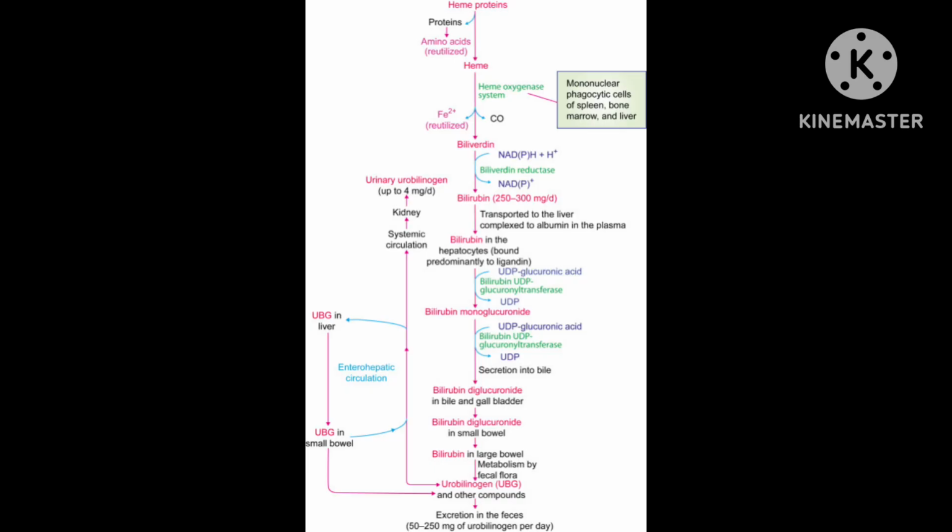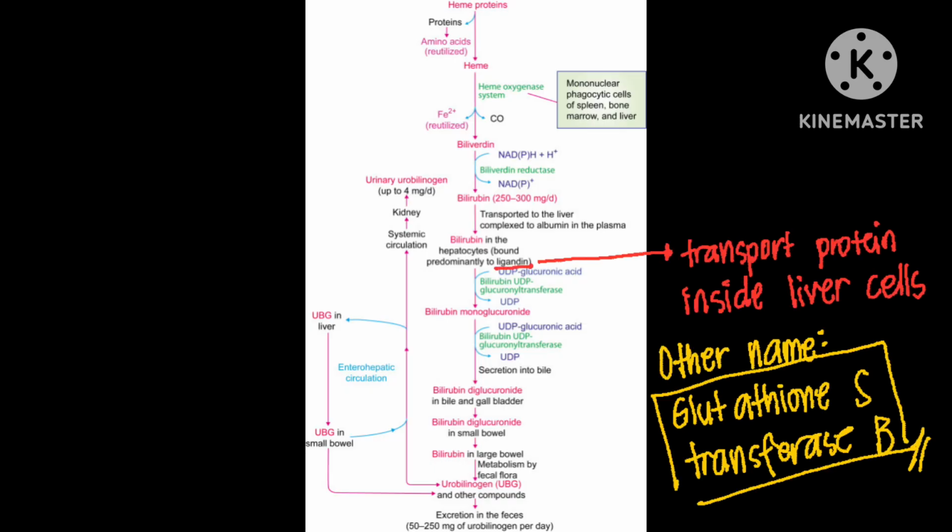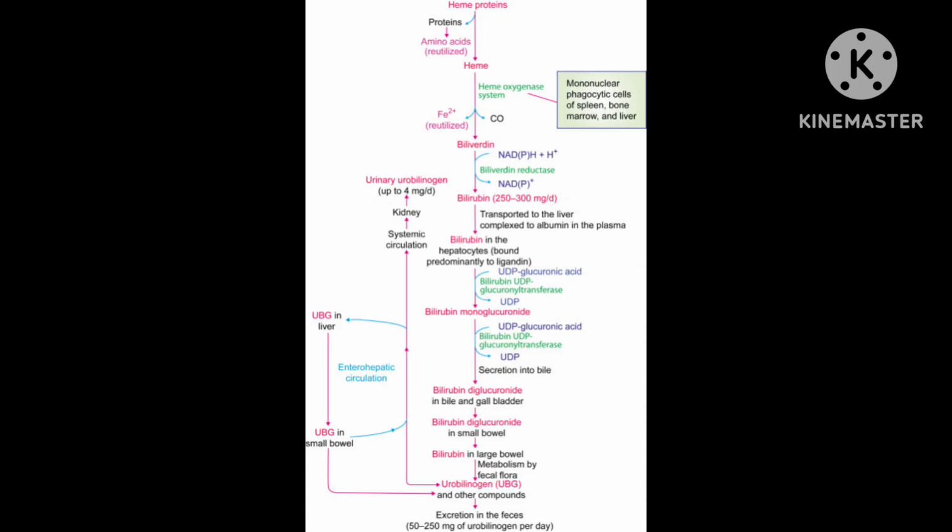Upon reaching the liver, class, bilirubin dissociates from albumin, it's bound to albumin, remember? So it dissociates from albumin and enters hepatocytes through facilitated diffusion, which is mediated by transport proteins. Inside the hepatocytes, bilirubin then binds to cytosolic proteins such as ligandin, or glutathione S-transferase B, which keep it soluble and prevent it from diffusing back into our bloodstream.